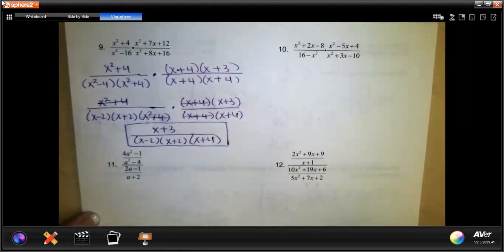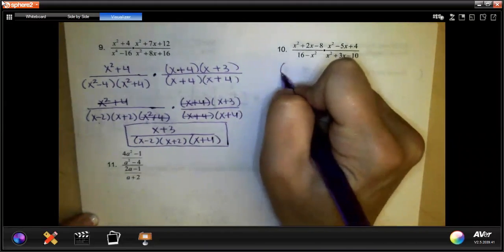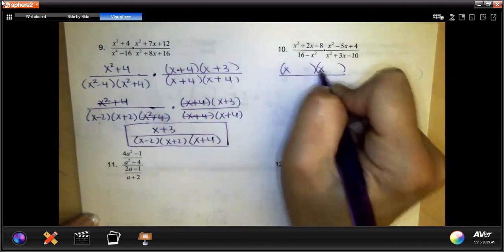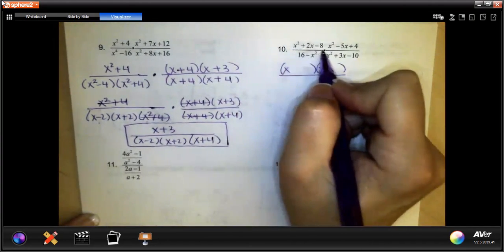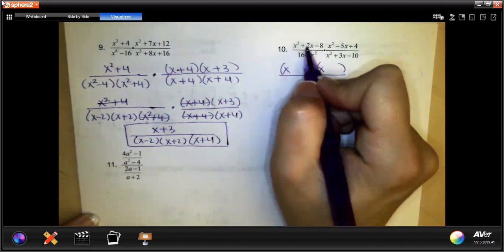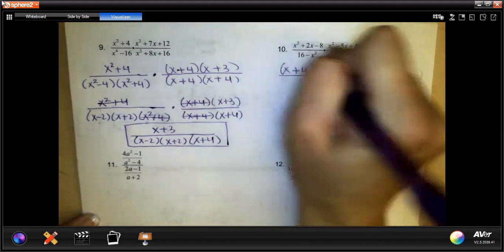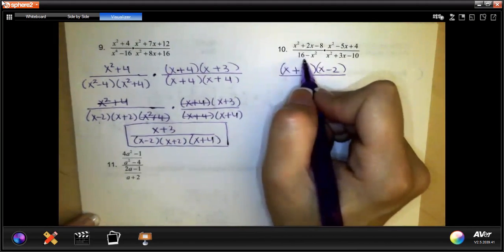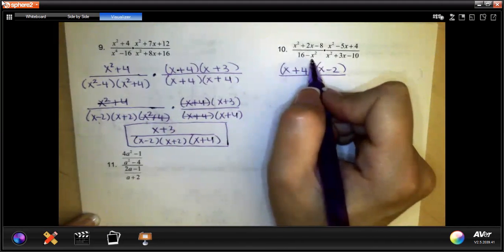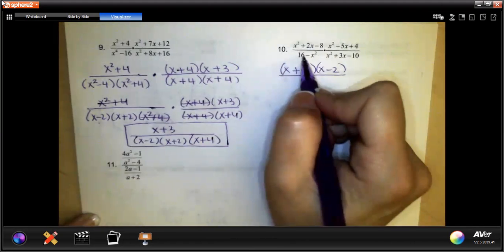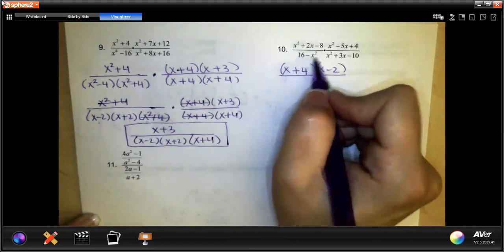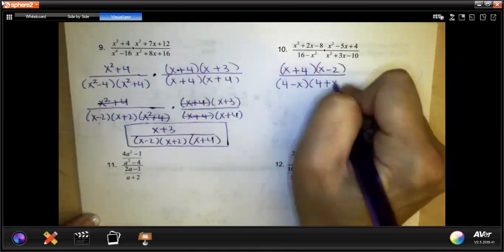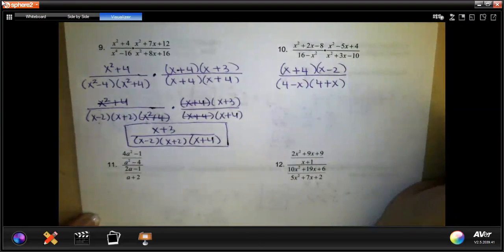All right, on number 10 here, this one's multiplication. So I'm going to start the factoring. In my numerator, I've got a trinomial, so x times x gives me that x squared. Looking for what multiplies to be negative 8 and adds to be 2, and that is a positive 4 and a negative 2. We've got the difference of squares, and this is one that's kind of confusing for students. They want to switch it around because the x comes next. But in the pattern, it is a perfect square minus a perfect square. So this would be 4 minus x, 4 plus x. Don't mess up those signs there.